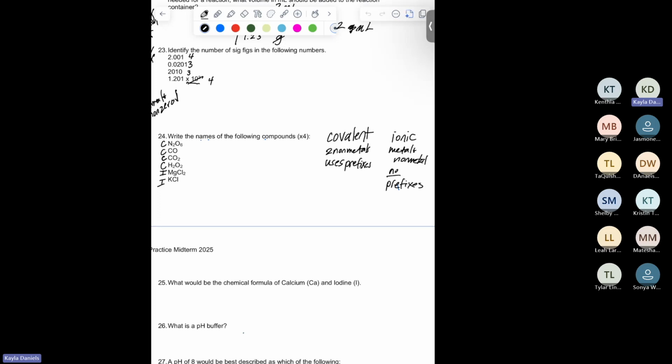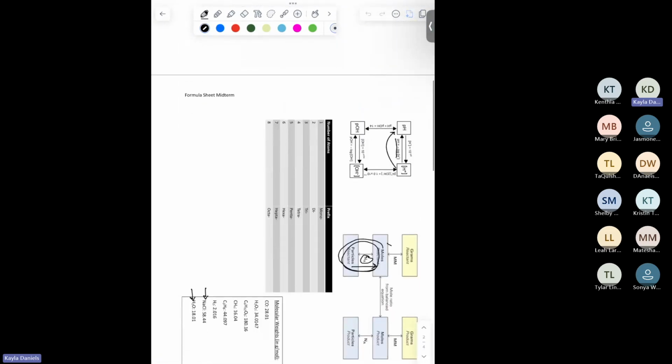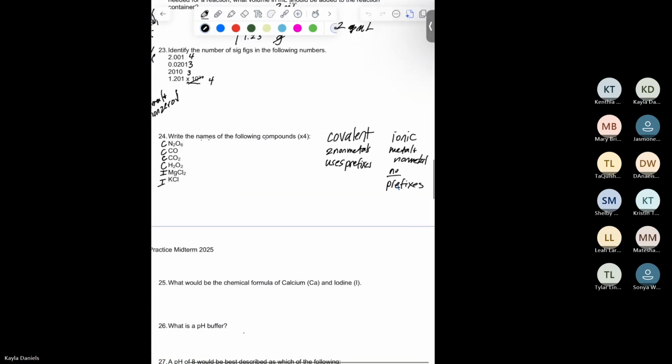All right, so covalent is our first 4. They're going to use the prefixes. If you forgot, the prefixes will be here. 1 mono, 2 di, 3 tri, 4 tetra, 5 penta, 6 hexa, 7 hepta, 8 octa. So N2O6 is going to use the prefixes. So we got di, nitrogen, hexoxide.